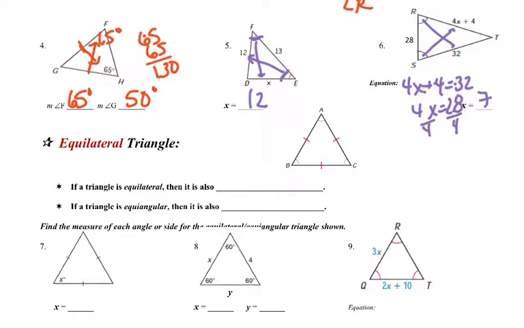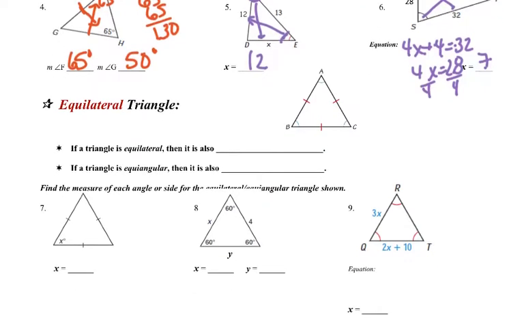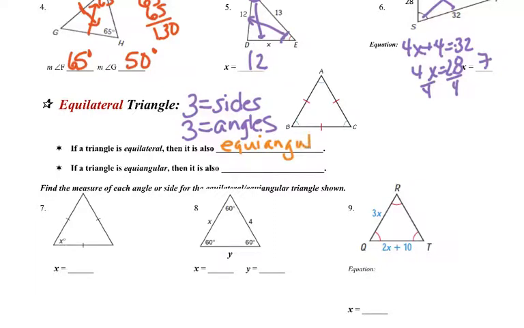So that's equilateral triangles. Or sorry, that's isosceles. Equilateral triangles are even easier, right? Because they're 3 equal sides. And then we also learned it always goes with 3 equal angles. Or I say my little song, 3 equal sides means 3 equal angles. If it's equilateral, then it's equiangular. And if it's equiangular, then it's equilateral. 3 equal sides means 3 equal angles.